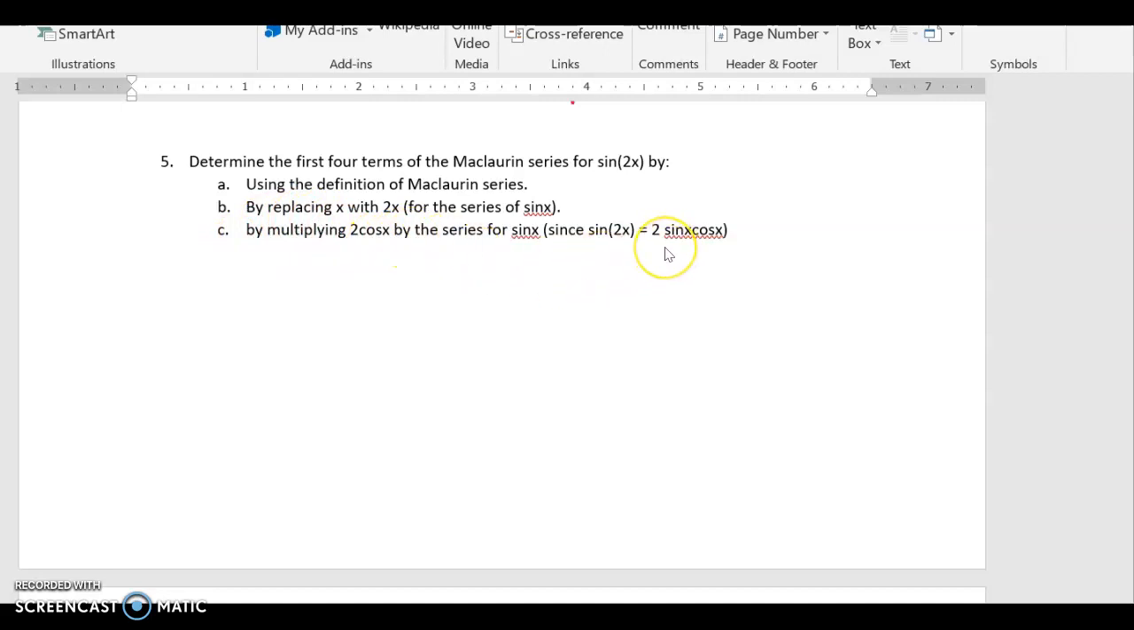We're going to start with the sine x series and then multiply it by 2 cosine x, because in trig we learned that the sine of 2x is 2 sine x cosine x. Okay, that was a tough one. But the first two, let's see if we can figure out.